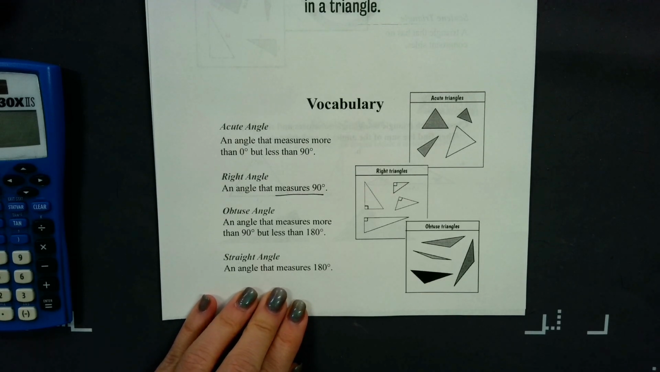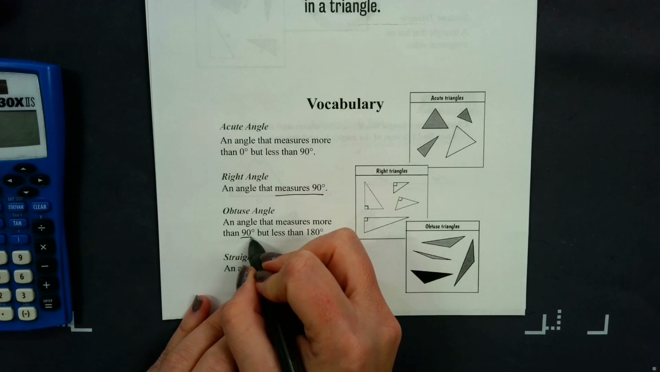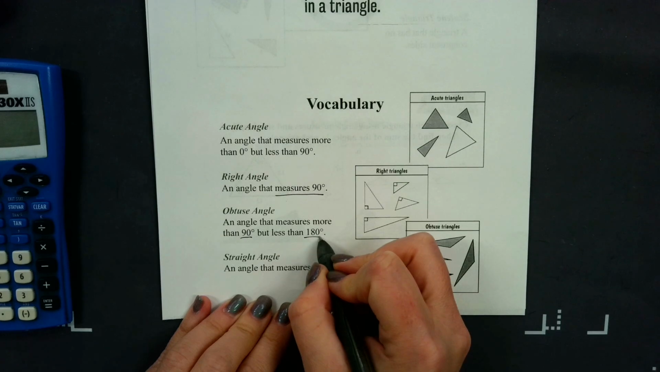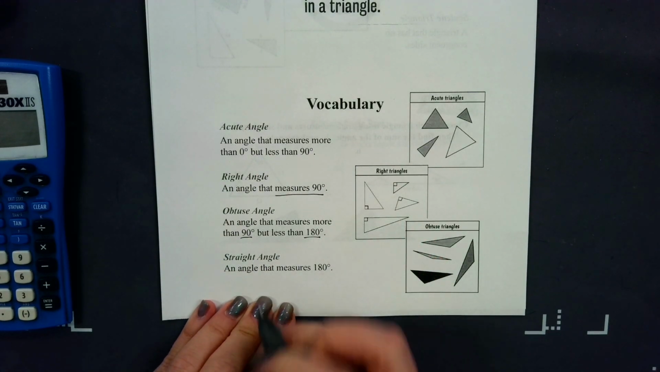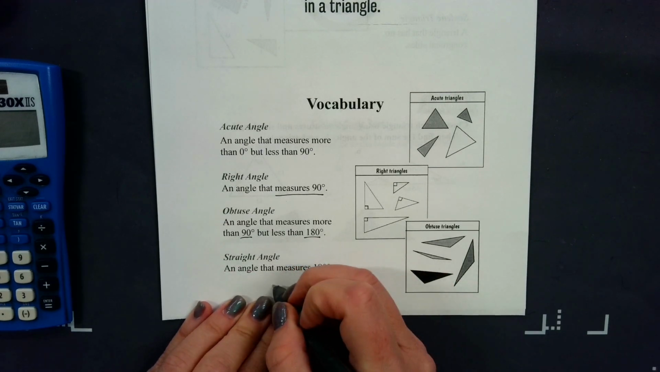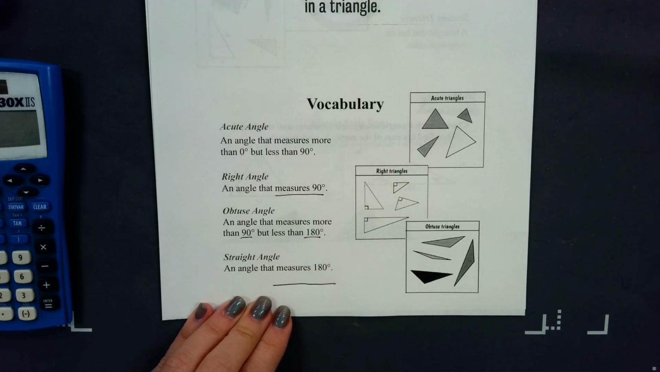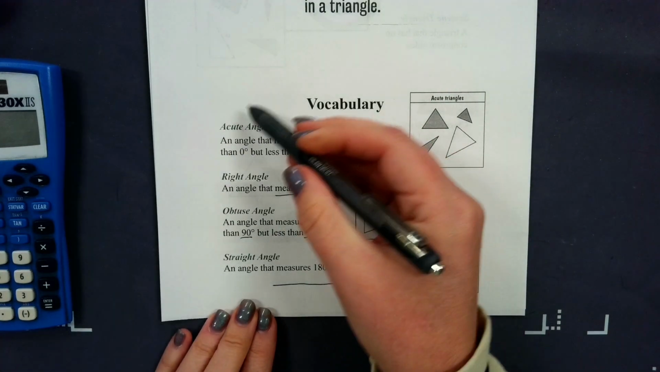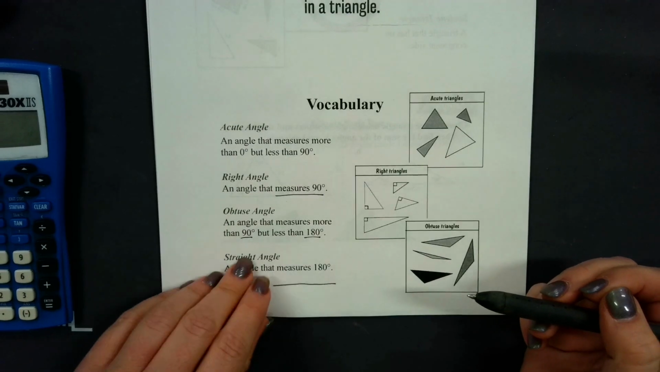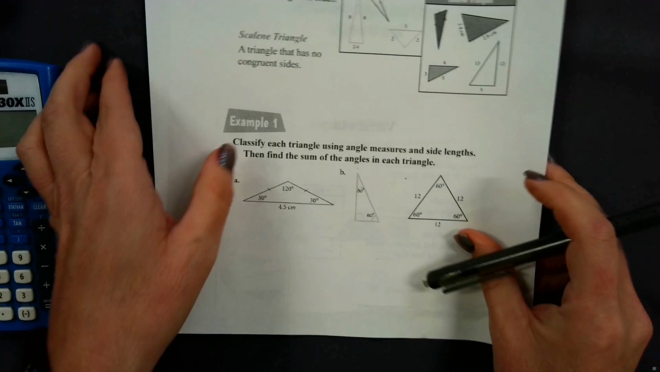Obtuse means it's a big angle. It measures greater than 90, but less than 180. And a straight angle is a straight line. It just measures 180 degrees. You're going to be classifying triangles by angle and by sides. These are all your angles.